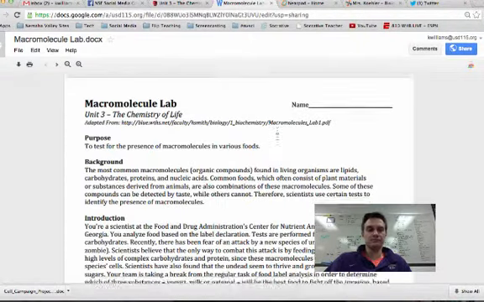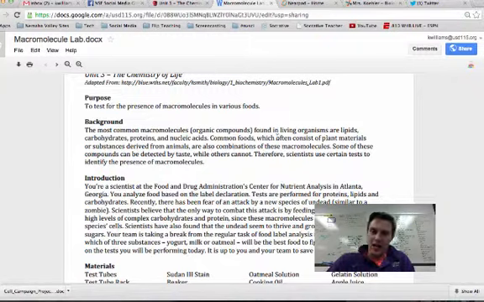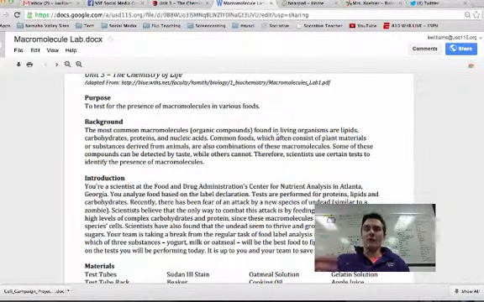this information here. The purpose of the lab is to test for the presence of macromolecules in various foods. You're testing for the presence of macromolecules in various foods. These are the building blocks to life. All right, these are the organic compounds that lend themselves to assisting with everything occurring at the molecular level, structurally and functionally. So you're going to test to see where these guys can be found in different types of foods that may be present or not present in your diet.